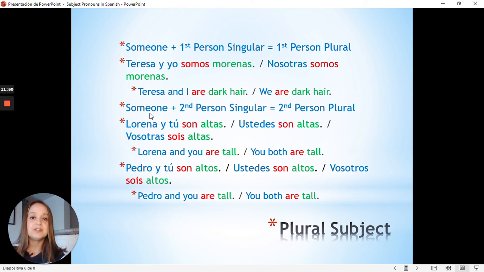Then we have second person plural. So it is going to be someone plus second person singular. It is going to be second person plural. So when you have Lorena y tú son altas, ustedes son altas. Lorena is a girl. And if you, Maria, who are listening to me, are a girl, your sentence would be ustedes son altas. But if you are in Spain, your sentence would be vosotras sois altas. Lorena and you are tall.